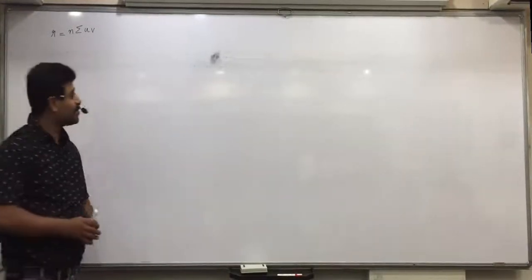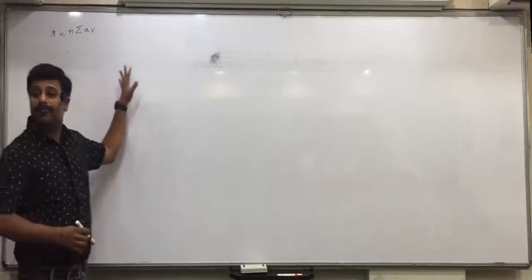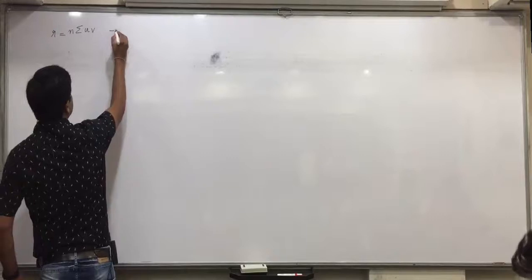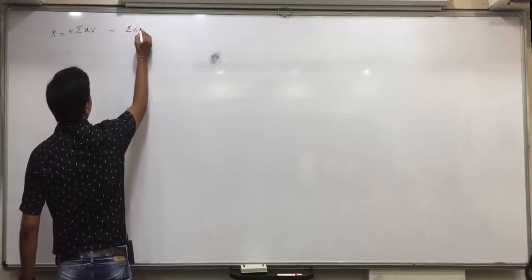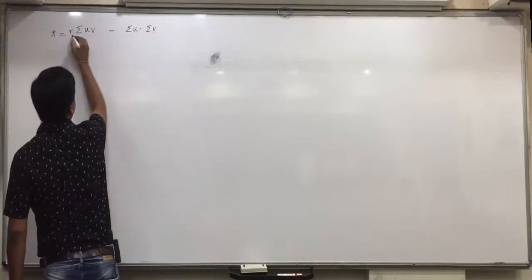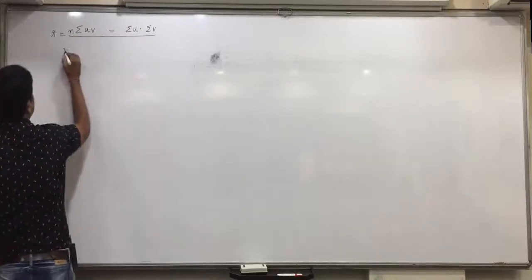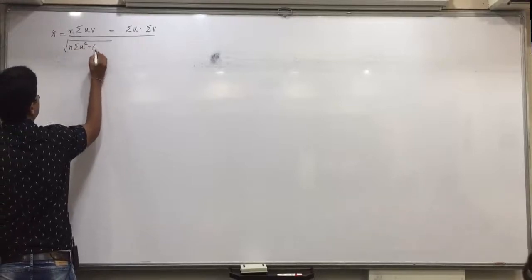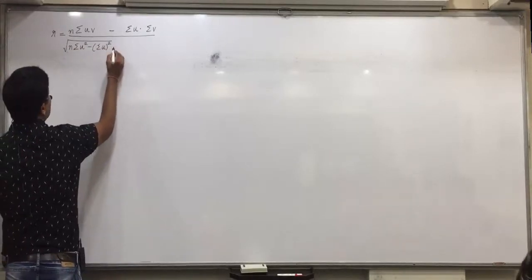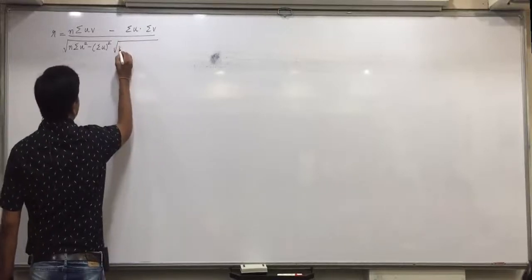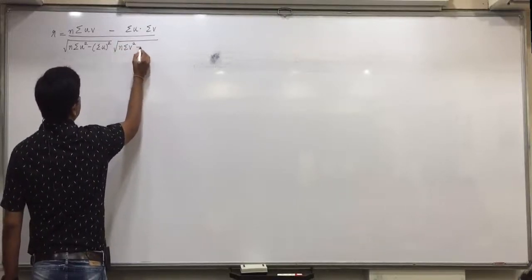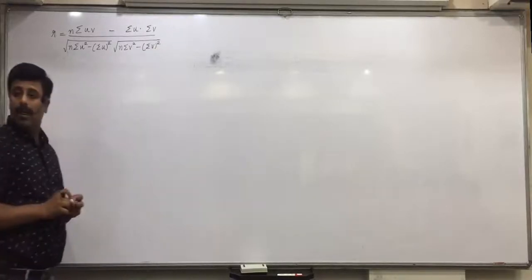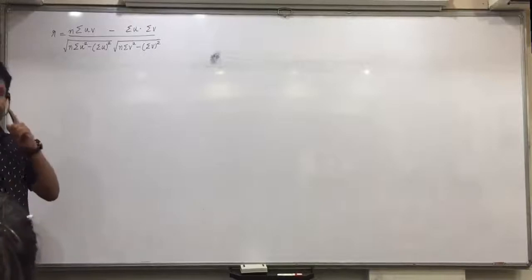Okay, n sigma UV, yes, complete silence now, minus sigma U into sigma V upon square root n sigma U square minus sigma U whole square into square root n sigma V square minus sigma V whole square. Are you okay with it? So write down this fifth formula.